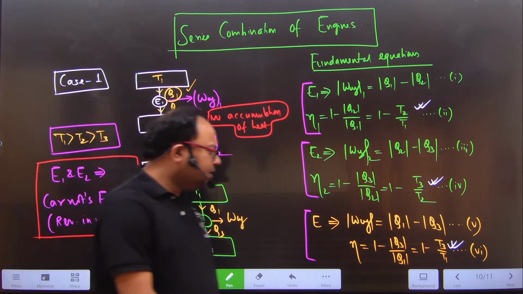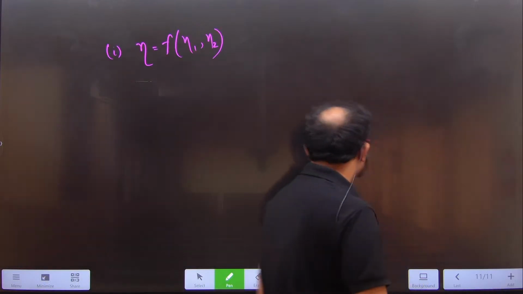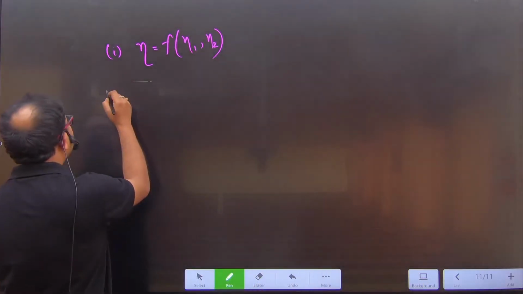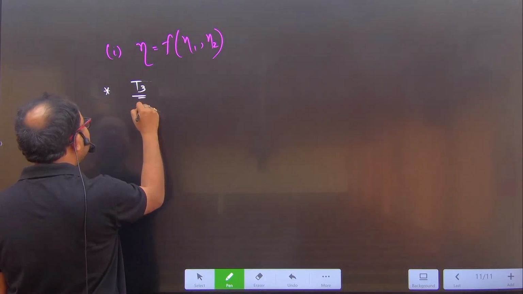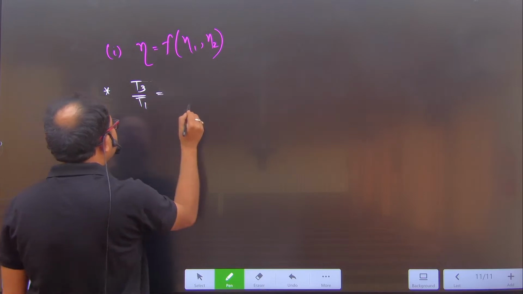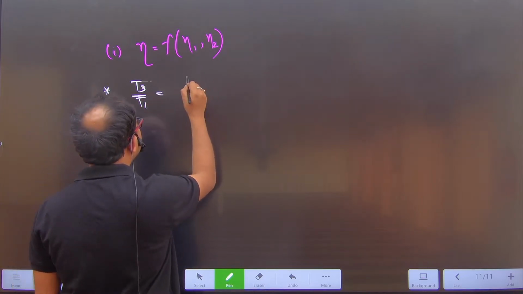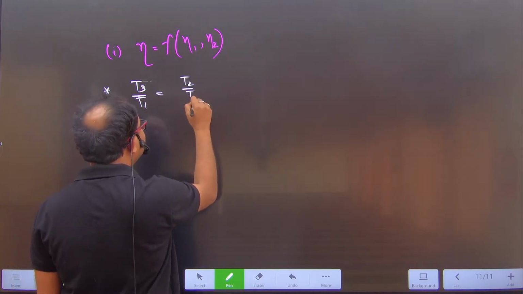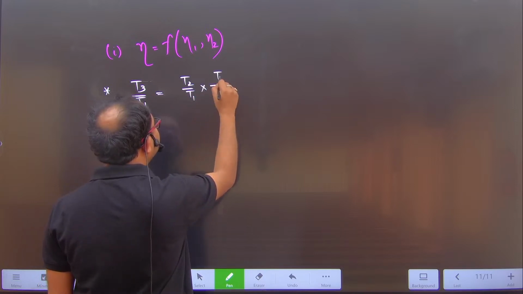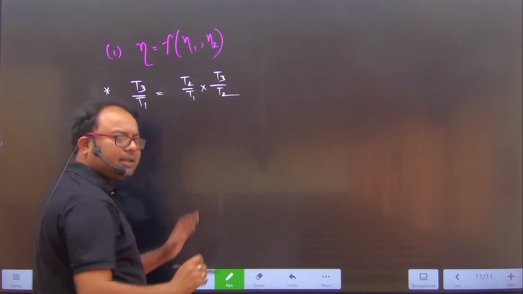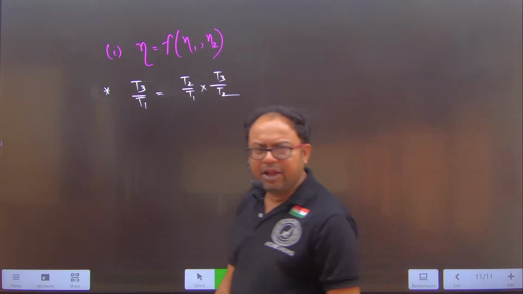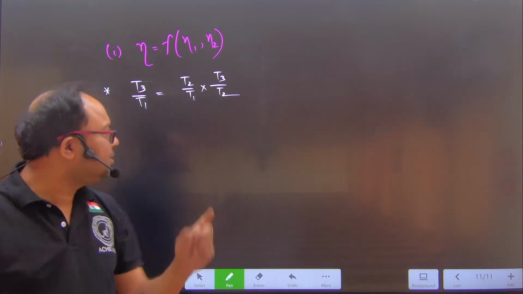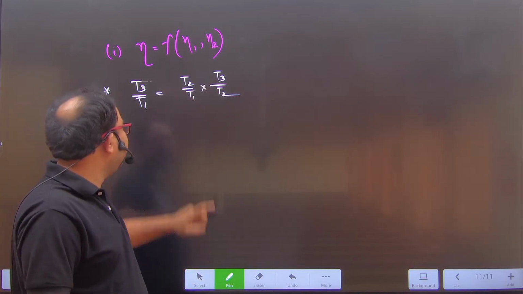So at first, what we can write: T3 by T1 can be written as T2 by T1 multiplied by T3 by T2. You can always write T3 by T1 as T2 by T1 multiplied by T3 by T2.